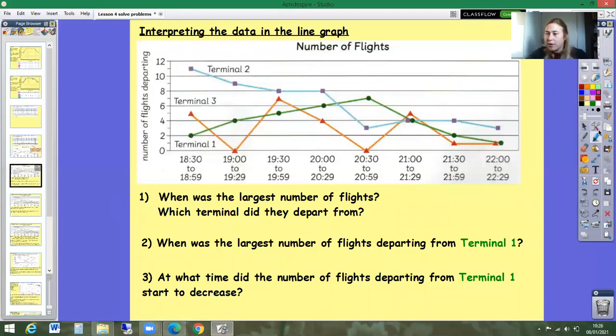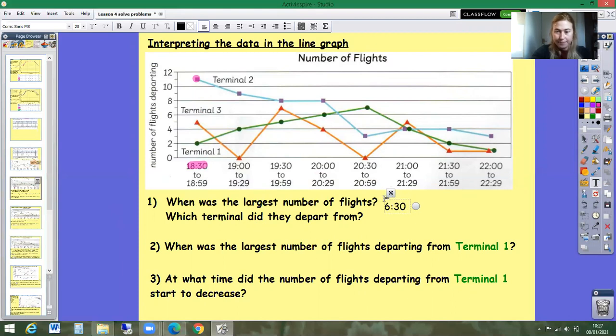Okay, so the first question says, when was the largest number of flights and which terminal did they depart from? So actually, we've kind of already answered this question, haven't we? We've got the number of flights departing on our y-axis, but we want to know when was the largest number of flights. So I can see that the highest dot with the greatest number of flights departing is this one, and it's Terminal 2. And I can see that it's going to meet up with this time on our x-axis, which is 18:30. So that's 6:30 p.m., isn't it?